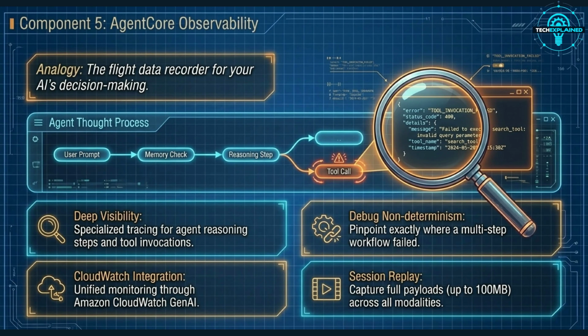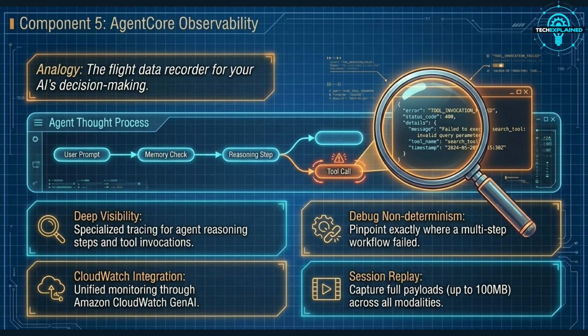Component 5, AgentCore Observability, and this one might be the most underrated of the bunch. Here's a question. If your AI agent makes a wrong decision, how do you know why? You can't just look at the output and guess. You need to trace every step of its reasoning. Observability gives you an X-ray into your agent's thought process.